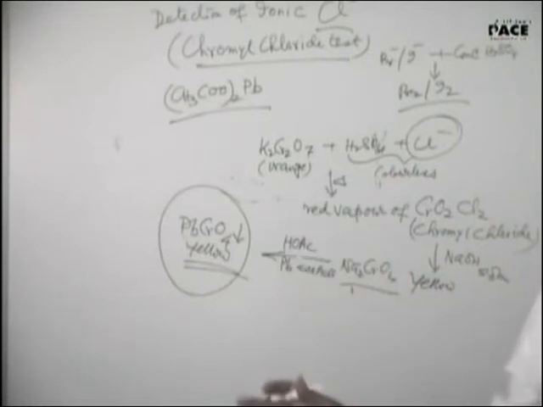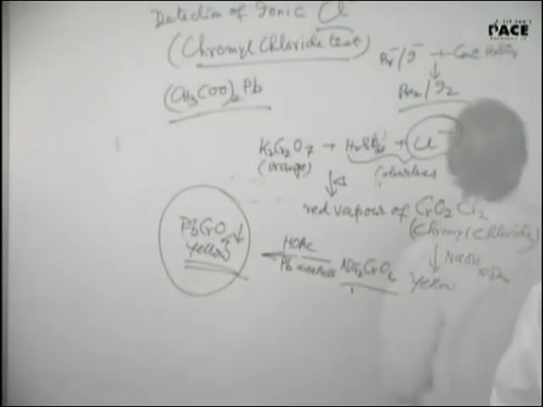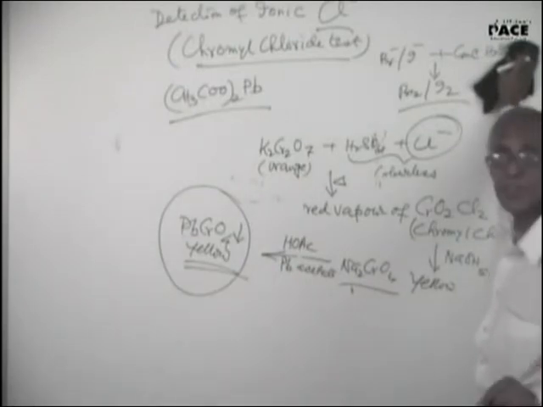These steps are for the detection of chloride. I said whether the bromide or iodide will interfere in this reaction. For the test of chloride, no, because bromide or iodide will not form chromyl bromide or chromyl iodide. They will form bromine and iodine. So it will not interfere with the detection of chloride by the chromyl chloride test. So the chromyl chloride test is a confirmatory test for detection of chloride ion.